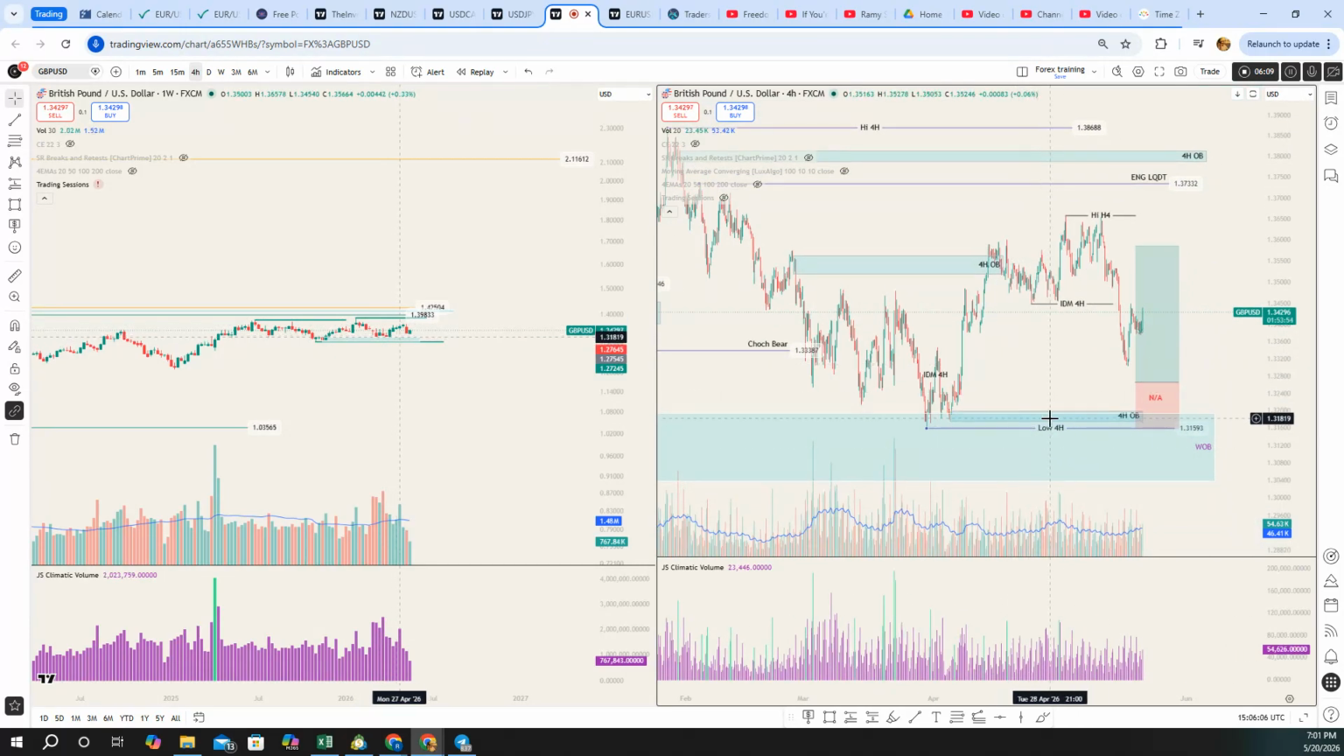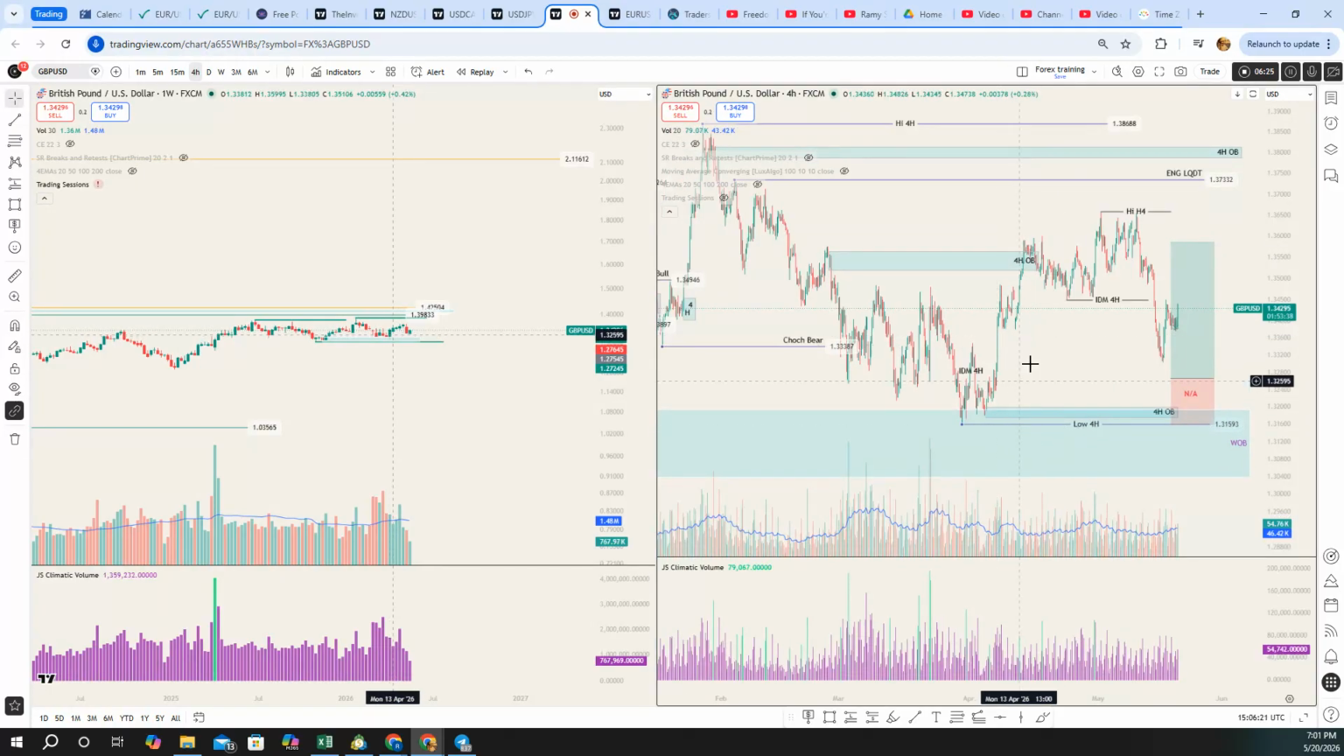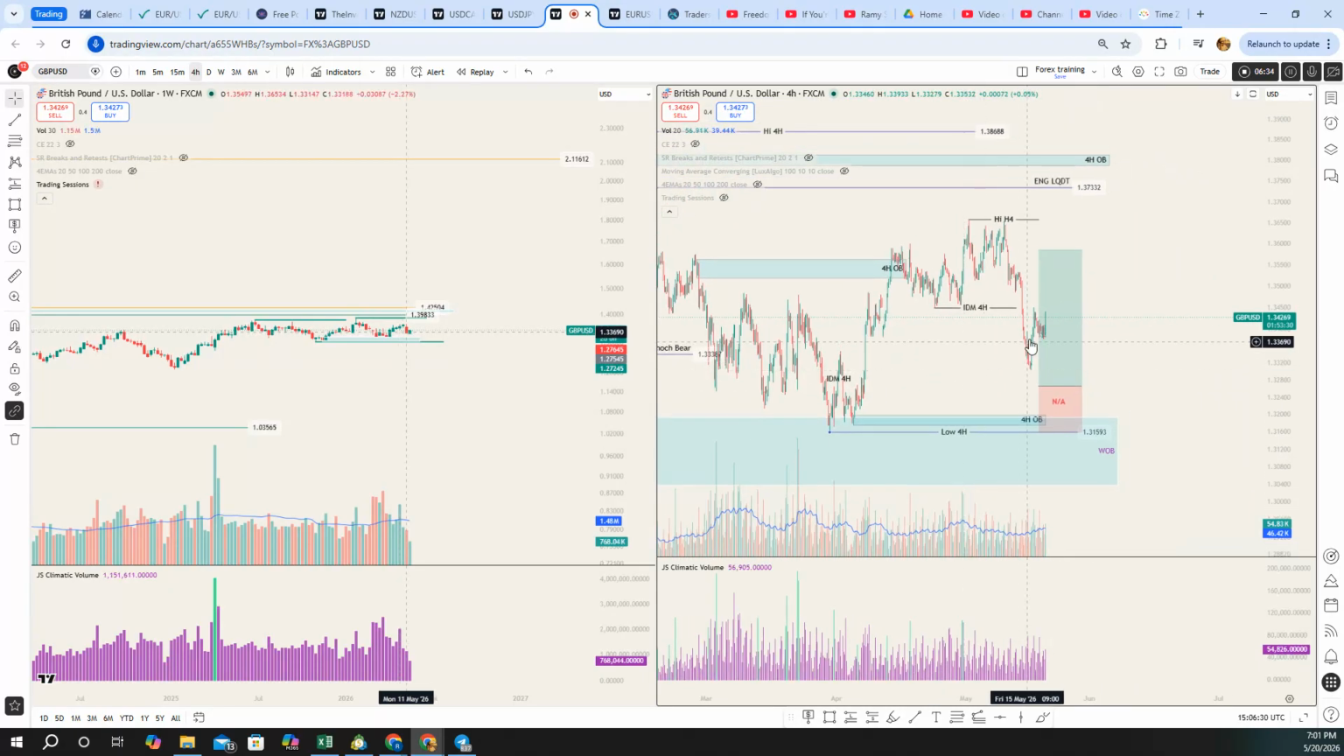The low of the range is shared with the internal structure as the low of the internal structure as well. So this is a high of the internal structure, and this is the low of the internal structure. Okay, so the internal structure is going up while the main structure of the 4 hour is going down. Therefore, we are expecting the price to go up, but on the 4 hour, it needs liquidity.